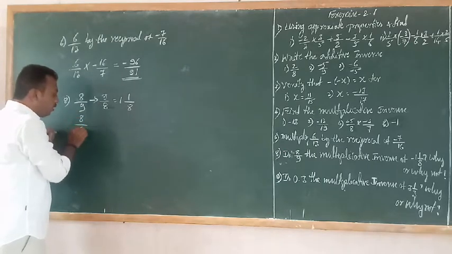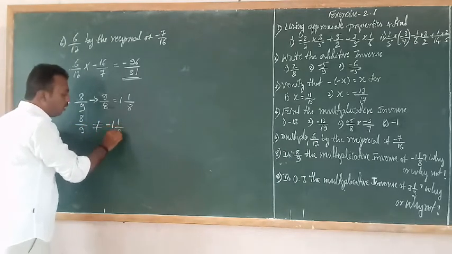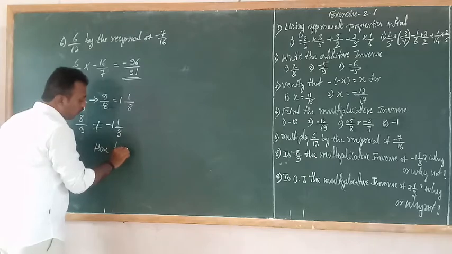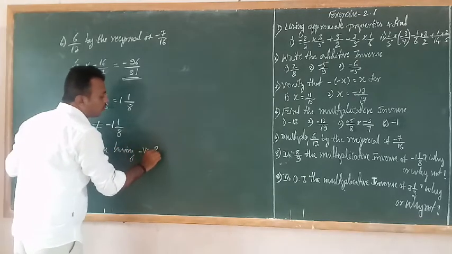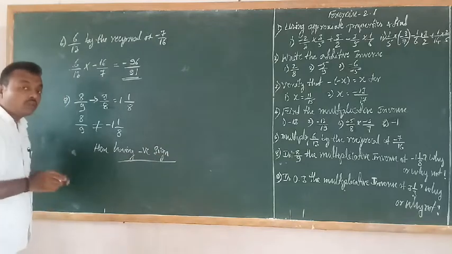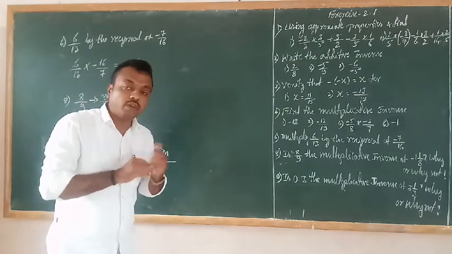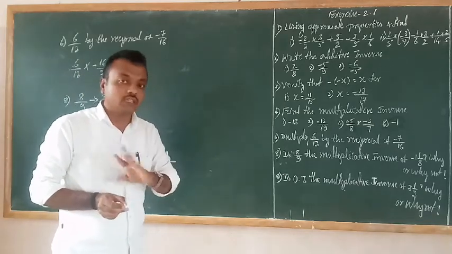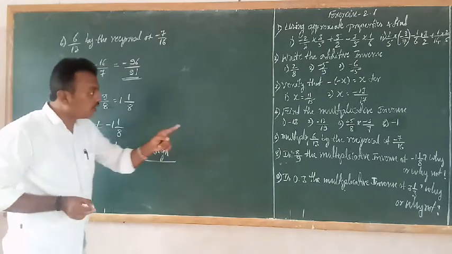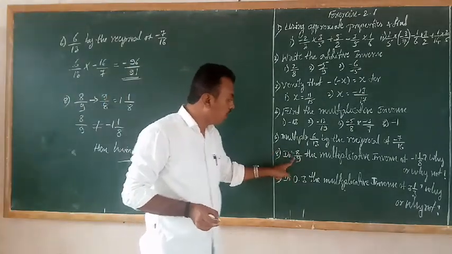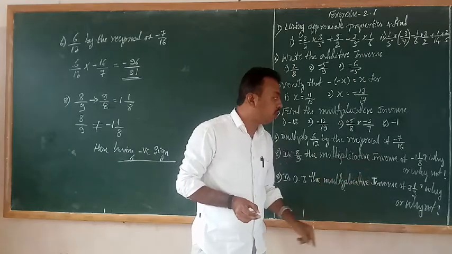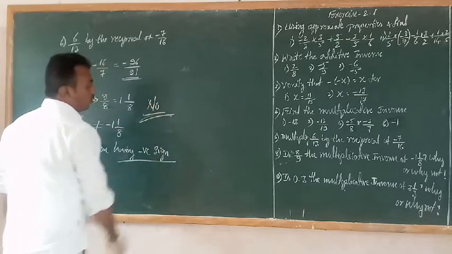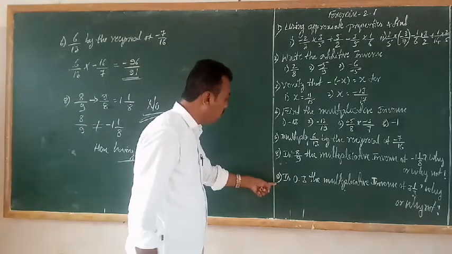Correct? 8 by 9 is not a reciprocal of minus 1 by 8 because here there is a negative sign. In the reciprocal form, there is no negative sign. The sign never changes in the multiplicative inverse, but in the additive inverse the sign changes. Therefore, 8 by 9 is not a multiplicative inverse of minus 1 by 8. Got it? So the answer is no.